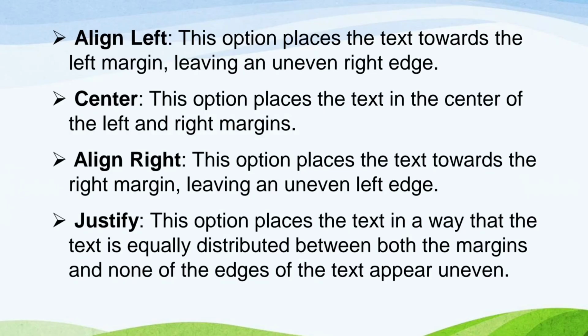Now third is align right. This option places the text towards the right margin, leaving an uneven left edge. It means a paragraph's text is right aligned when it is aligned evenly along the right margin. Let's see practically.